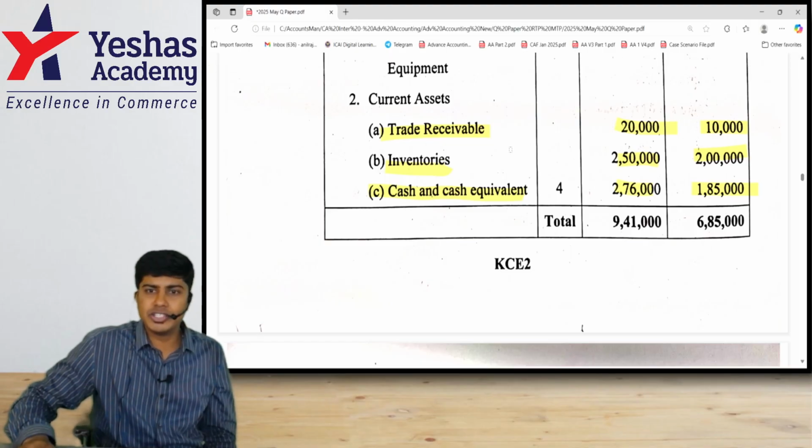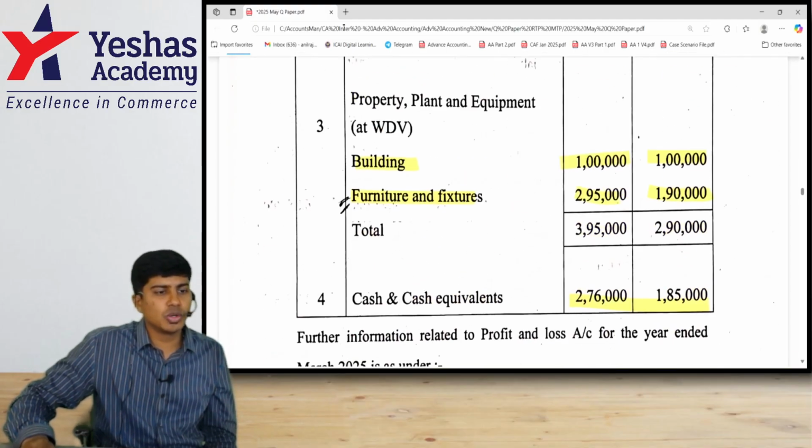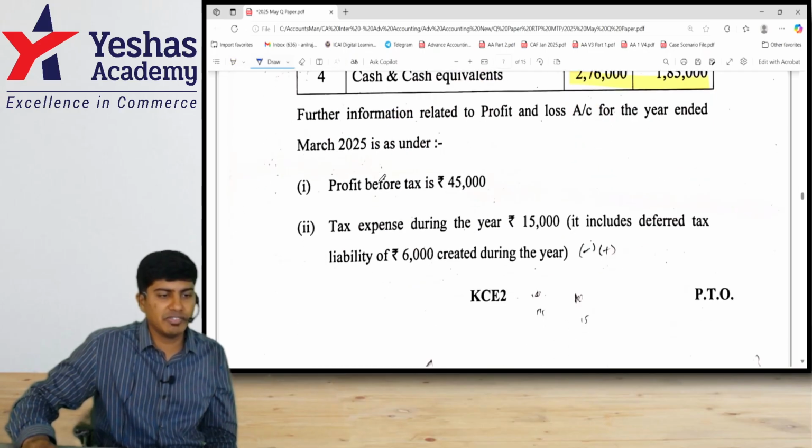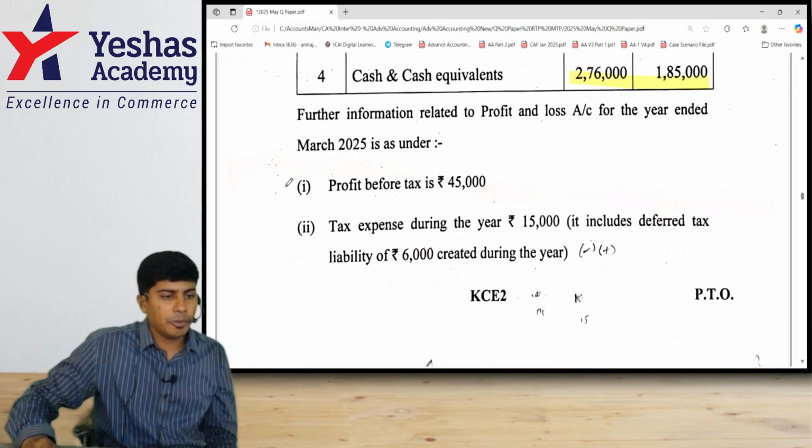That's it. Entire balance sheet is over. Entire notes to account is also over. Now let's focus on adjustments. Shall we? Read the first adjustment. Profit before tax is 45.